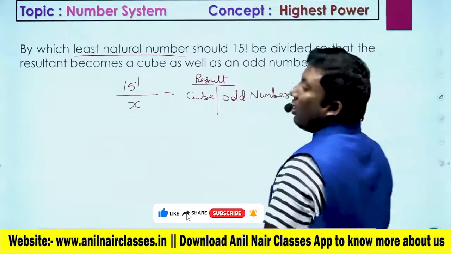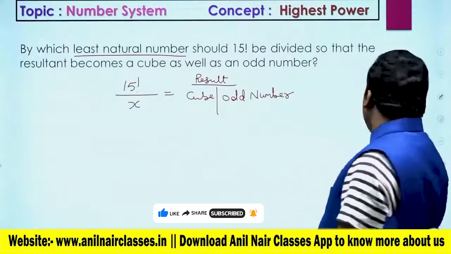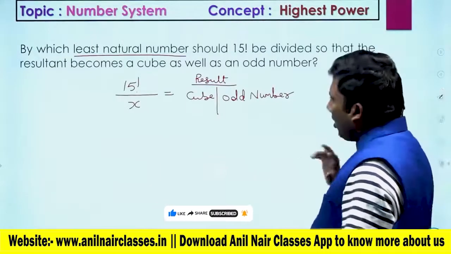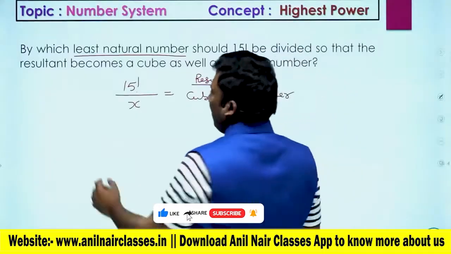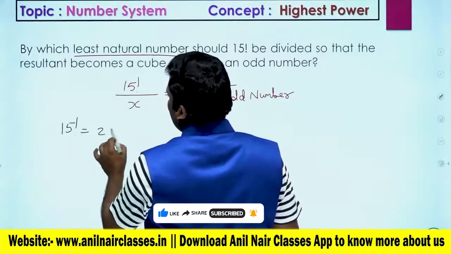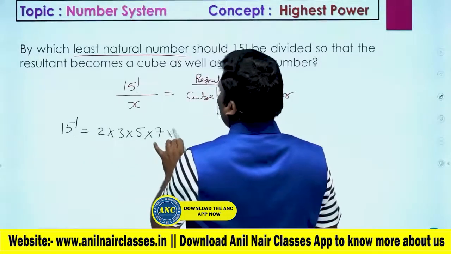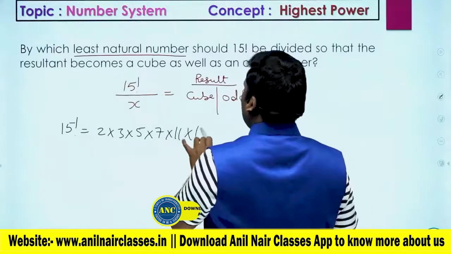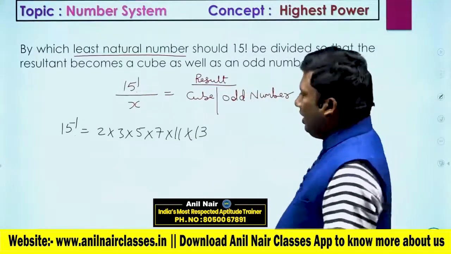An odd number will not have any powers of 2. So powers of 2 definitely we have to erase. What are the prime bases from 1 to 15? 2 power, 3 power, 5 power, 7 power, 11 power and 13 power. 2, 3, 5, 7, 11 and 13.